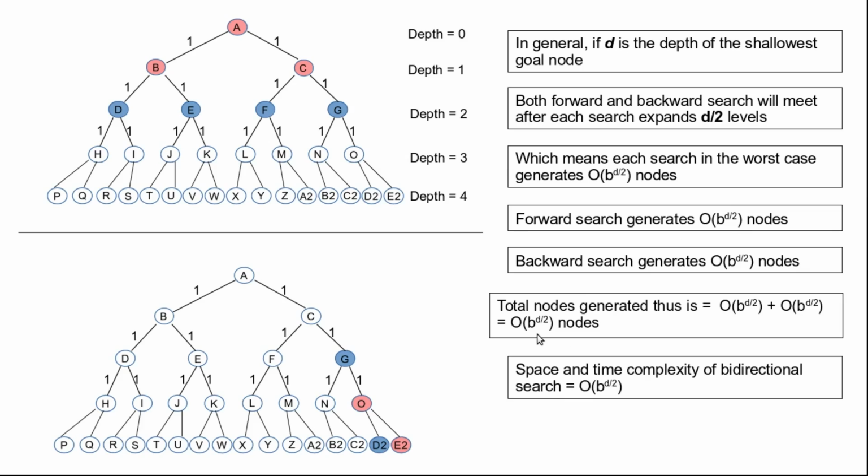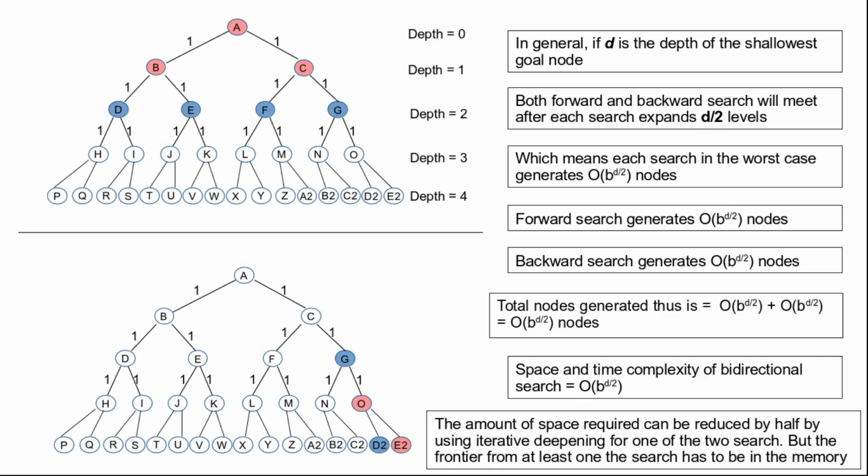Thus, the space and time complexity of bidirectional search is O(b^(d/2)). However, the amount of space required can be reduced by half by using iterative deepening for one of the two searches. But the frontier from at least one of the searches has to be in memory. Only then can we check whether the two fringe lists intersect or not.